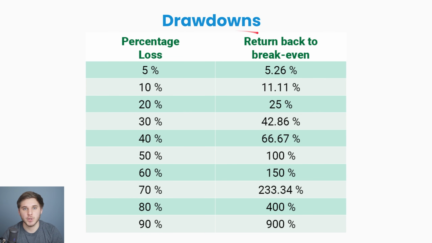And I'll also move on to talking about drawdowns. So overall, I'm sure many of you have seen a table that looks similar to this. Over here on the left, we've got a percentage loss for your entire portfolio or an individual position of 5% to 9%.